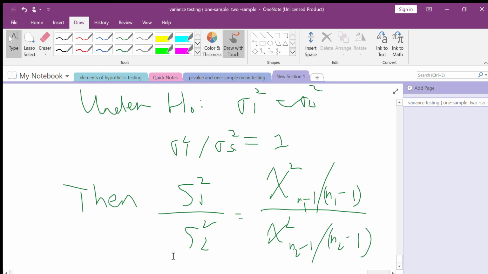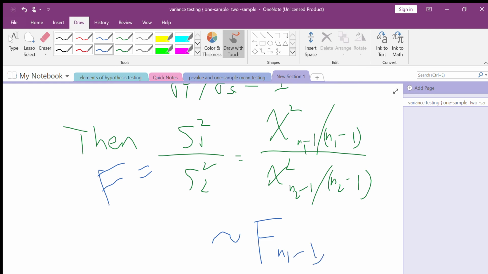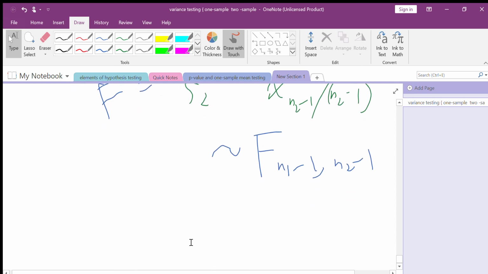And we call such a test statistic the F test statistic, and it follows the F distribution with two degrees of freedom. The first degree of freedom is n1 minus 1. The second degree of freedom is n2 minus 1. So the F distribution is a famous distribution. You can check the F table.